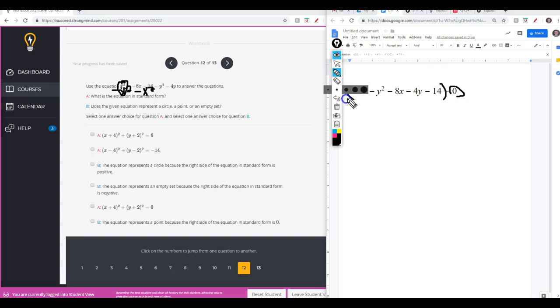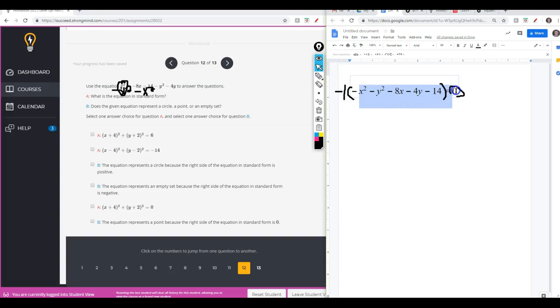The reason for that is because a negative times a negative will give us a positive. So we have a negative times a negative 1x squared. We are left with a positive x squared. A negative 1 times a negative y squared changes that to a positive y squared. A negative 1 times a negative 8x changes that to a positive 8x. A negative 1 times a negative 4y changes that to a positive 4y. Negative 1 times negative 14 changes that to a positive 14. And 0 times negative 1 is still 0. So we're golden now.